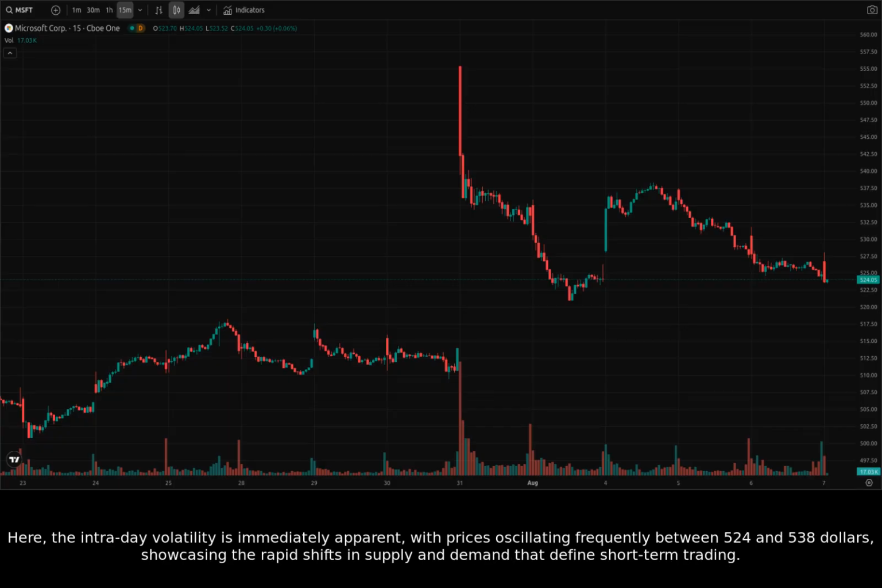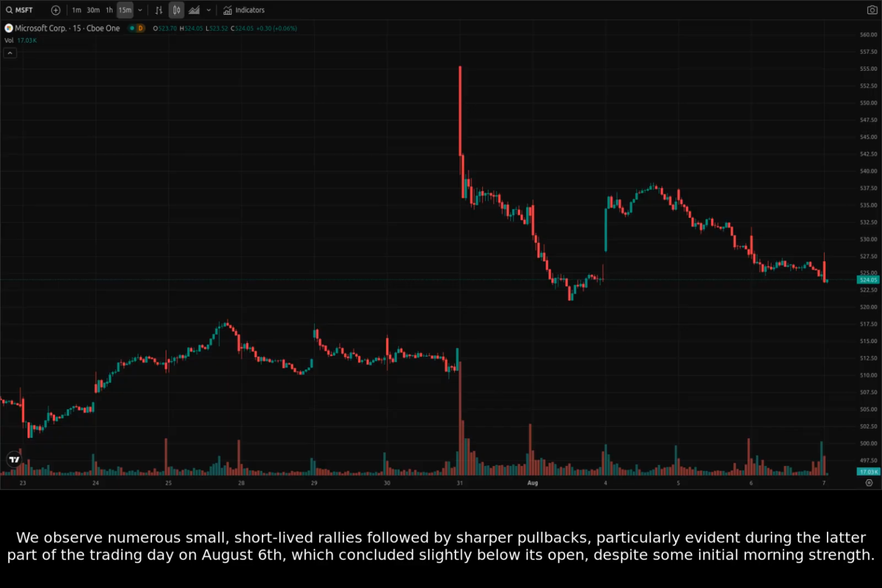Here, the intraday volatility is immediately apparent, with prices oscillating frequently between $524 and $538, showcasing the rapid shifts in supply and demand that define short-term trading. We observe numerous small, short-lived rallies followed by sharper pullbacks, particularly evident during the latter part of the trading day on August 6th, which concluded slightly below its open, despite some initial morning strength.